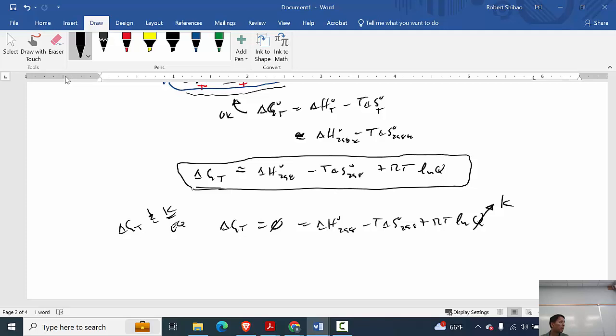And so what I'm going to do is rearrange this. Let's see, maybe I'll subtract delta H naught from both sides. And then it will go RT ln of K plus T delta S naught. And then I'm going to divide by, actually I'm going to factor out a T. Let's go ahead and factor out a T.